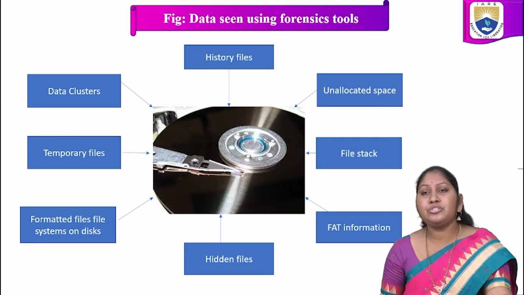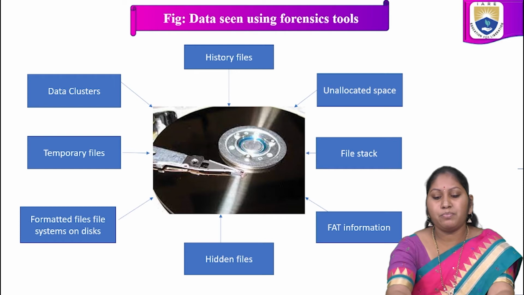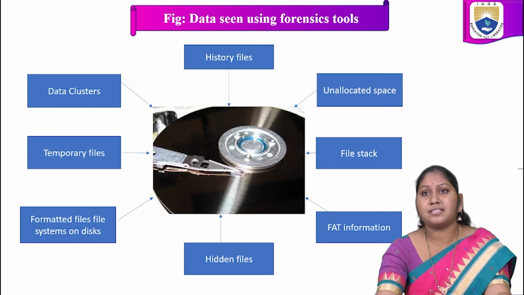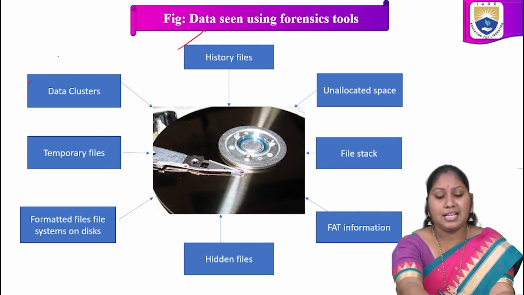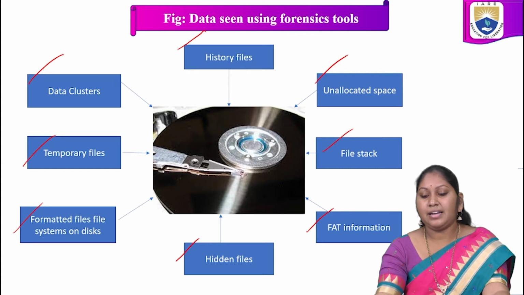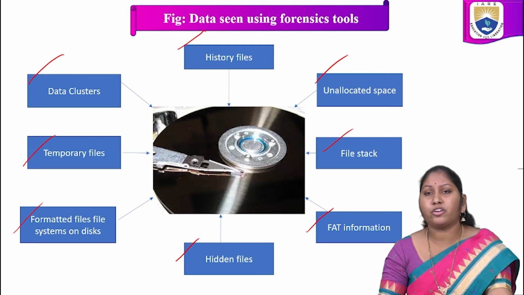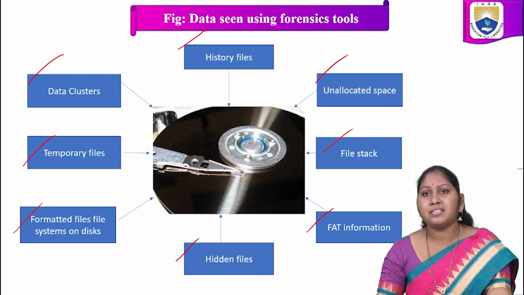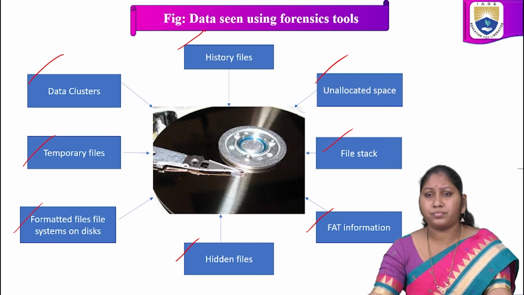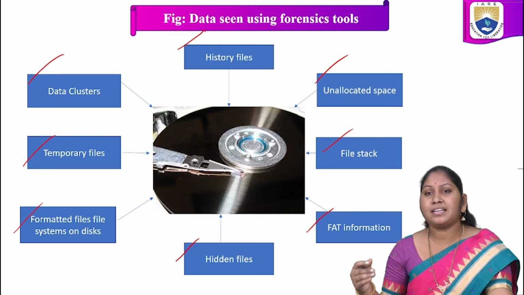And what data is seen using digital forensics? How is data seen by using digital forensic tools? These are some of the tools of digital forensics: history files, clusters, temporary files, formatted files or file systems on disks, hidden files, FAT information, file stack, unallocated space. History files are the older documents recording what actions were done before or after the crime. It is used for extracting information.